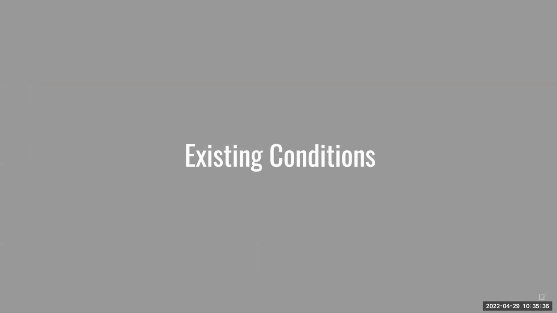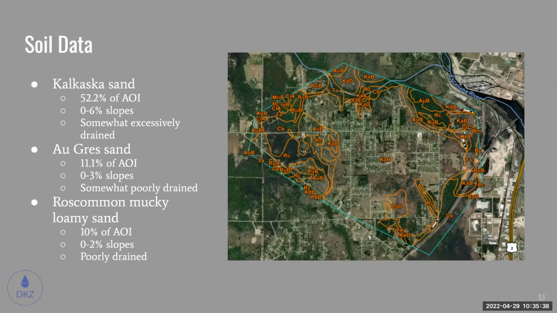Existing conditions. Using the NRCS web soil survey, we were able to conduct a soil analysis of our area of interest. In this neighborhood, you can see that a large portion of the area consists of Calcaska sand, which is somewhat excessively drained. This means all of the infiltration is just flowing right through that, getting trapped by the clay layer, and then it will infiltrate back into people's homes and their basements. The other areas of interest are all Gray sand and Roscommon mucky loamy sand. Those are located near our discharge location at Bickler Creek.